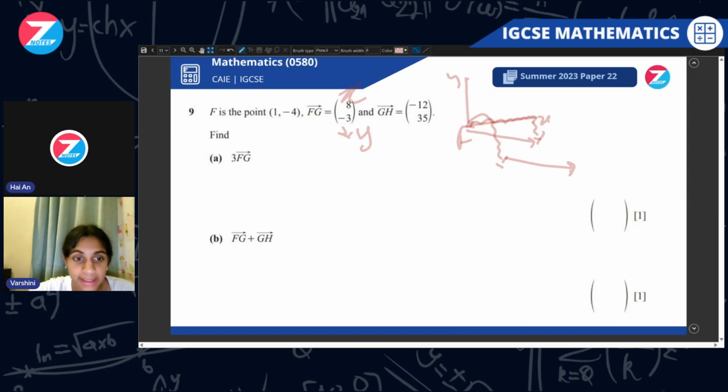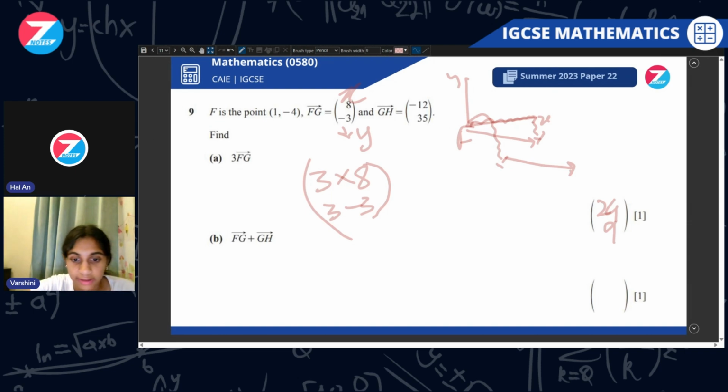First part, they want us to find 3fg. So we know that when it's 3fg, we're going to have to multiply both the x and the y by 3. That's going to be 3 times 8 and 3 times minus 3. And that is nothing but 24 and minus 9. So (24, -9).